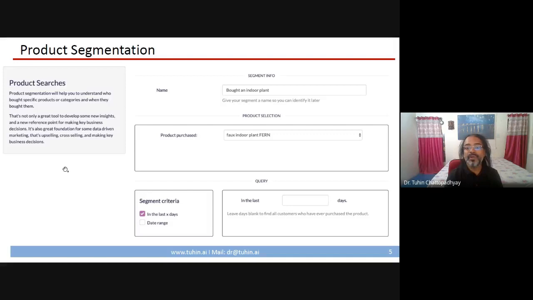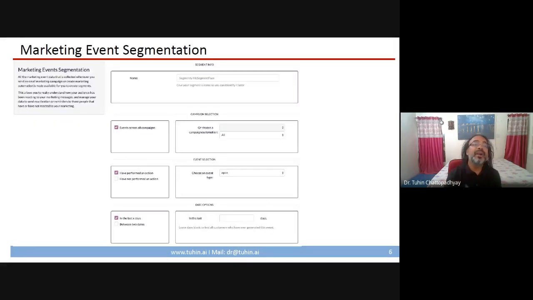Then comes the product segmentation, like the product purchased, for example, someone who bought an indoor plant. The kind of product purchased will help you understand who bought specific products or categories, and when they bought them. Then you have the marketing event segmentation possible, right? All the marketing event data collected whenever you send an email for a marketing campaign is made available to your segments. You can create events across all campaigns: have they performed an action in the last 9 days, 10 days, or between 2 days? Have they performed any action? You can even create a kind of marketing event segmentation.